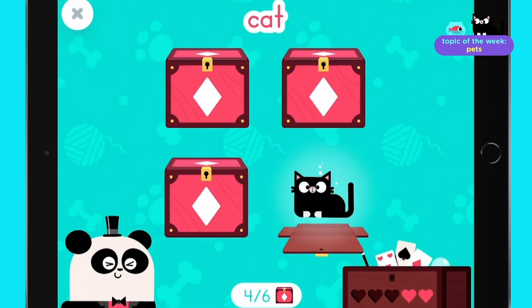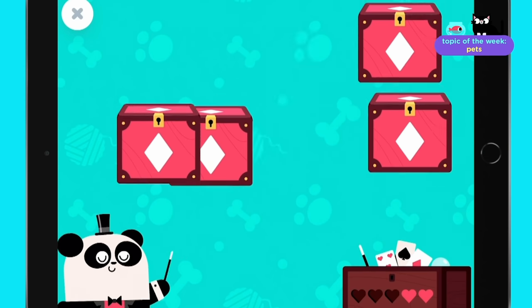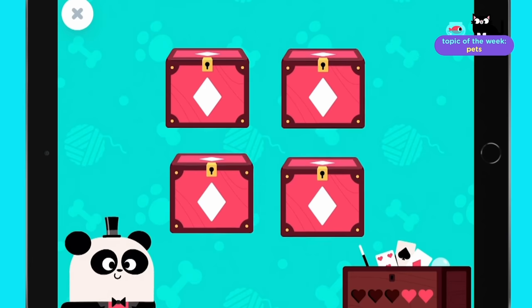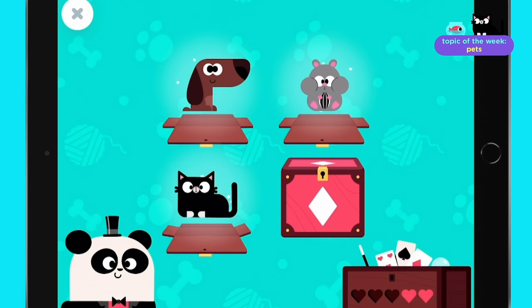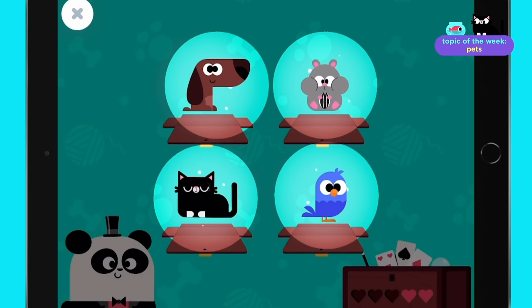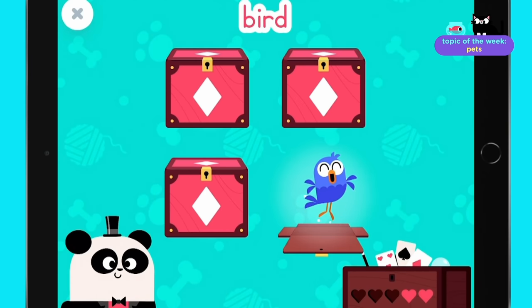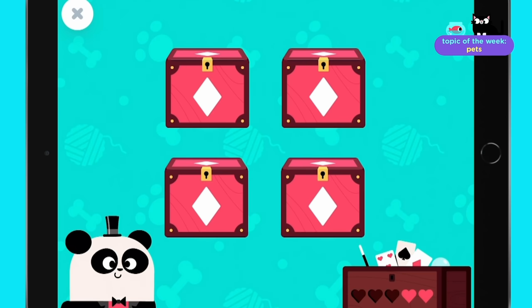Cat. Look at the pictures and try to remember them. Bird. Great! You found the bird. One more.